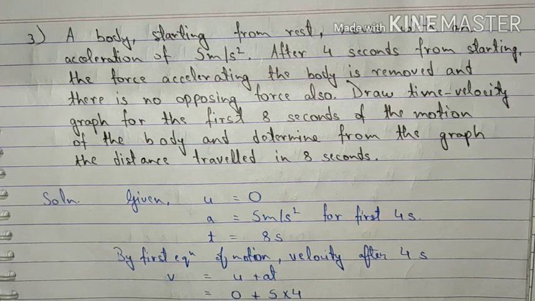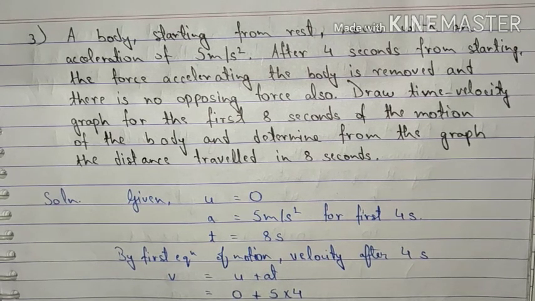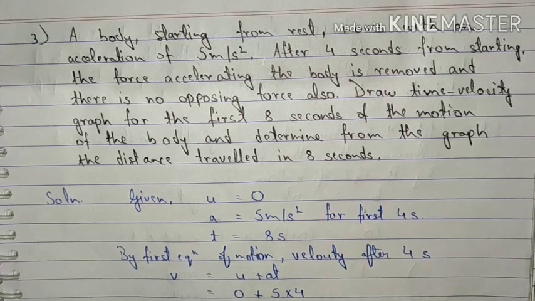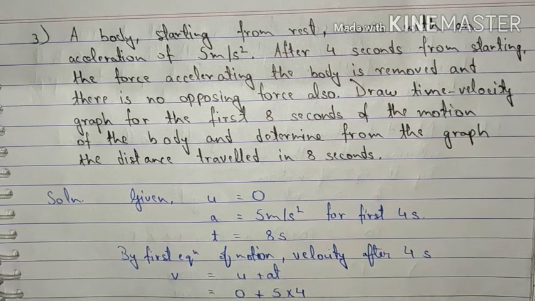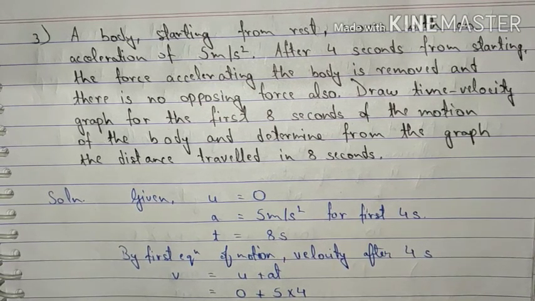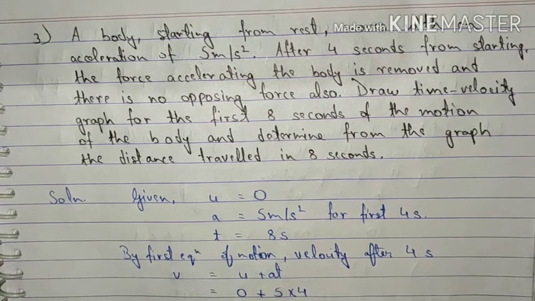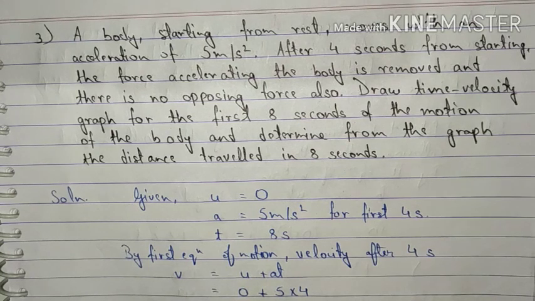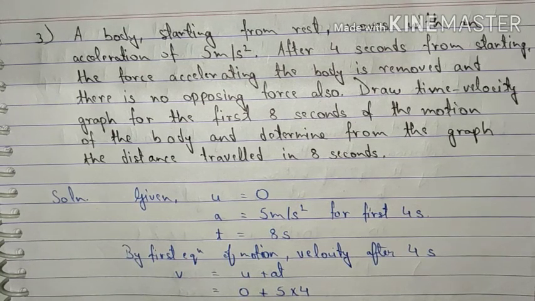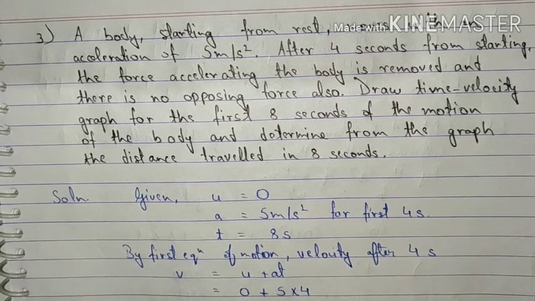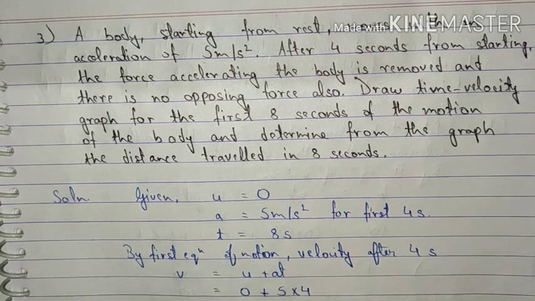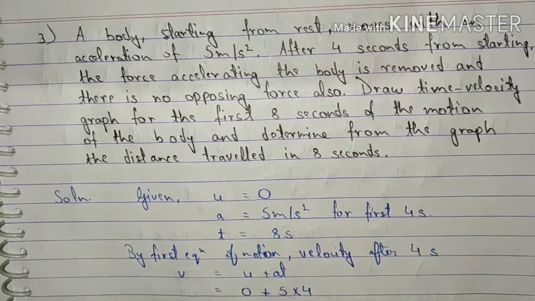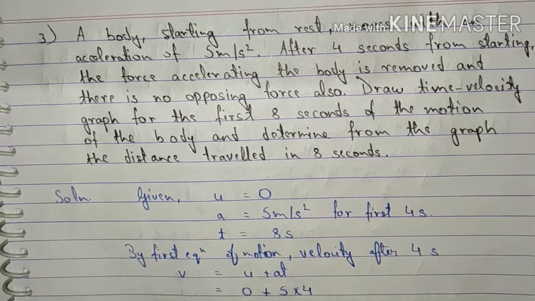Let's move to the third example question. A body starting from rest moves with an acceleration of 5 meters per second. After 4 seconds from the starting, the force accelerating the body is removed and there is no opposing force also. Draw time velocity graph for the first 8 seconds of the motion of the body and determine from the graph the distance travelled in 8 seconds.